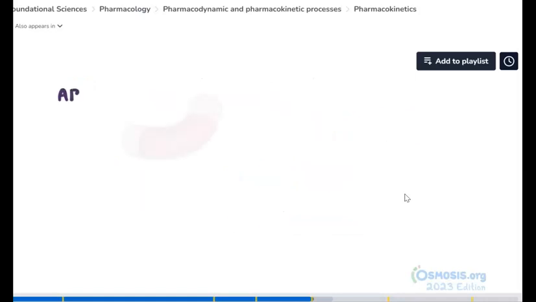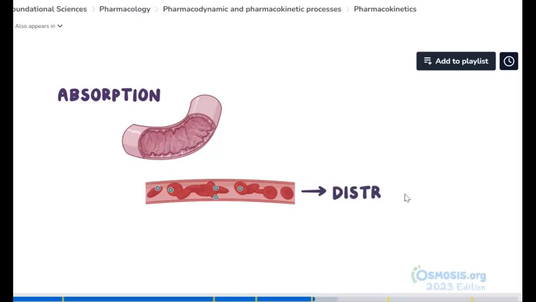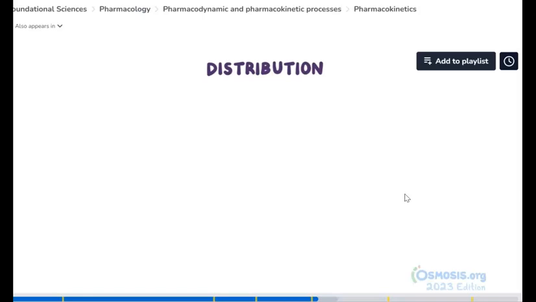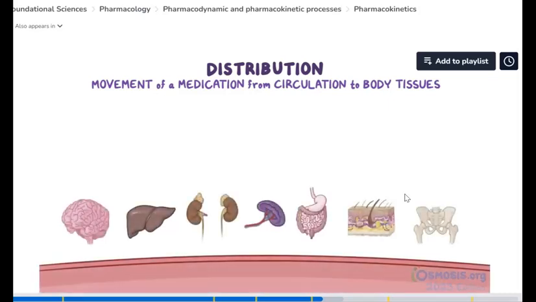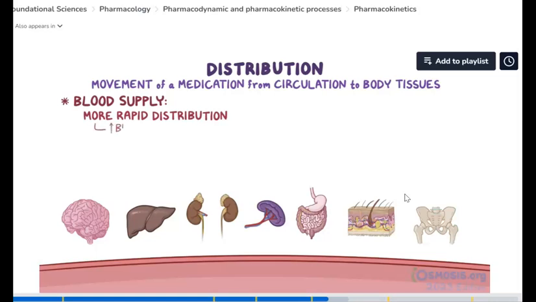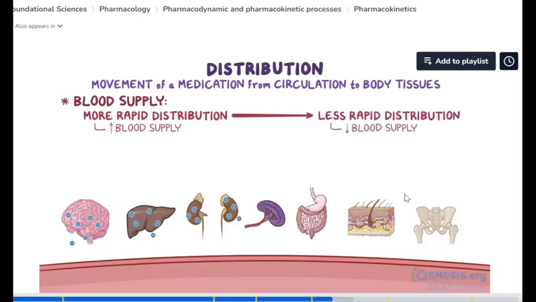Alright, so once the absorption has been completed, we are ready for the distribution of the medication. Distribution is the movement of a medication from the circulation into the body tissues. Once again, the rate and extent of distribution depends on several factors. So one of them is blood supply to different tissues. Medications will be more rapidly distributed to body tissues that receive large amounts of blood supply, like the brain, liver, and kidneys, and less to the tissues with poor blood supply, like the skin and adipose tissue.